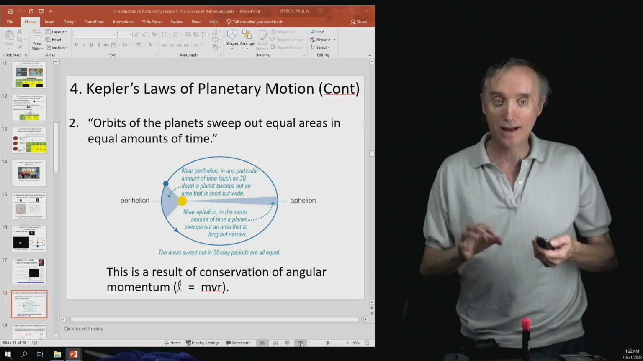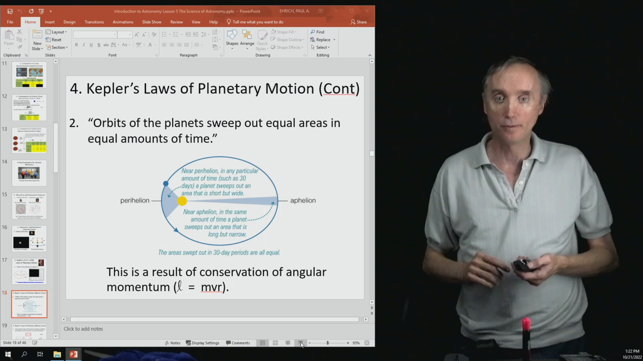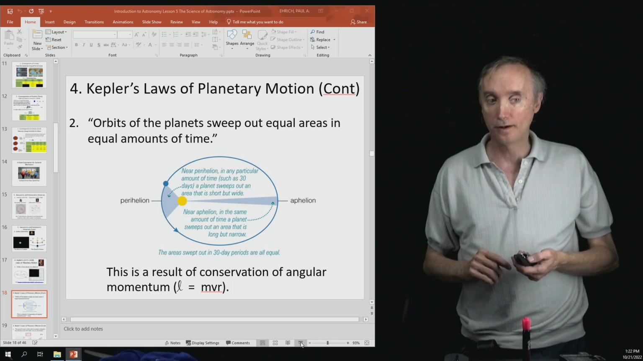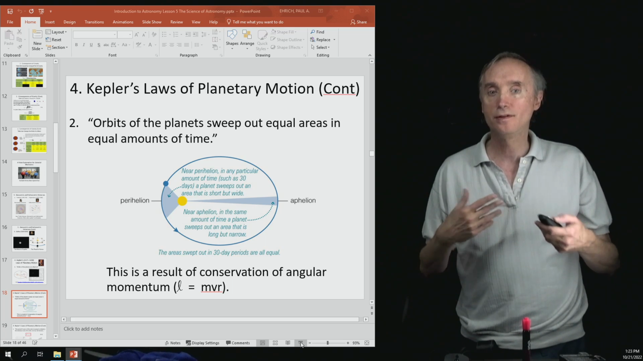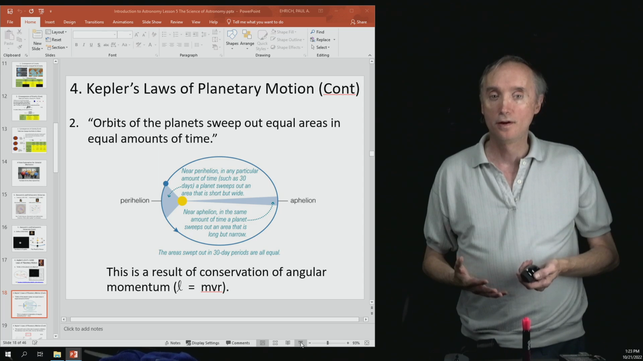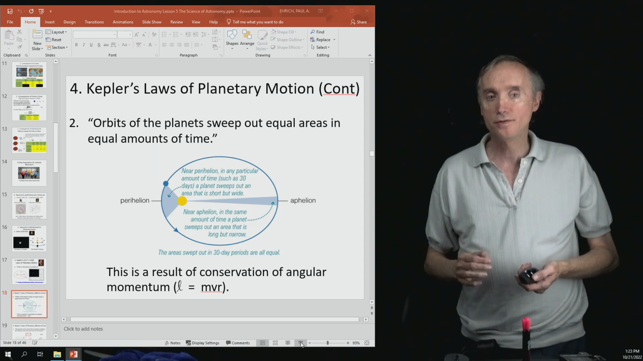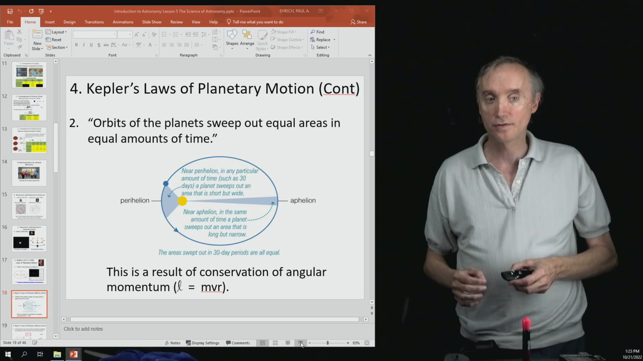Now they should be exactly the same, but it's kind of hard to get partial boxes in there. So what's the significance of this? Okay, it's a result of the conservation of angular momentum.